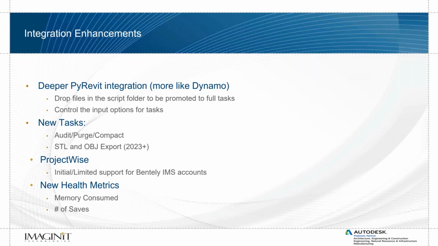New tasks, we actually have a few of them. We have one task that does the basics of model maintenance: open with audit, optionally purge, and sync to central with compact. In 2023 and higher, we now have STL and OBJ export as available tasks. And the one that's missing from here is SAT export, which we got asked about recently, and we managed to sneak that in.